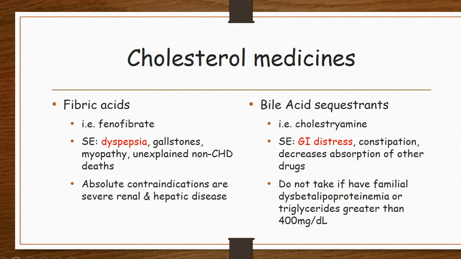Bile acid sequestrants, your example there is cholestyramine. They generally cause a lot of GI distress and constipation, so they should be given away from other medicines and with food to help, because they decrease the absorption of other drugs. You want to give them away from other drugs, and you want to give it with food. Don't give if your triglycerides are over 400 or you have dysbetalipoproteinemia.